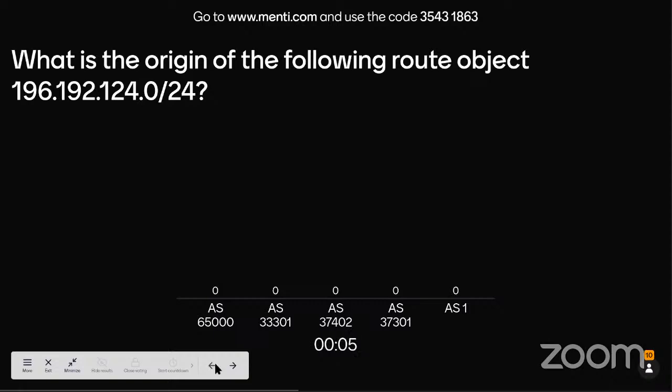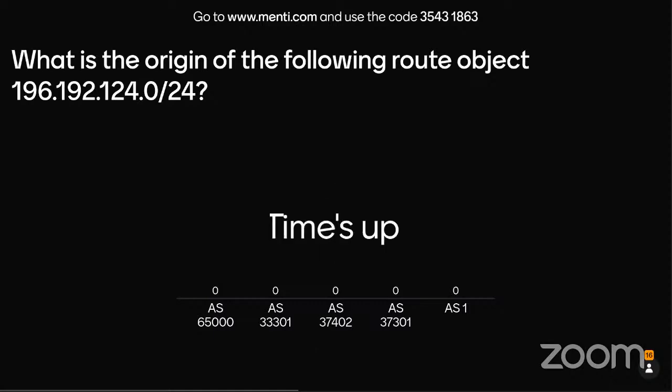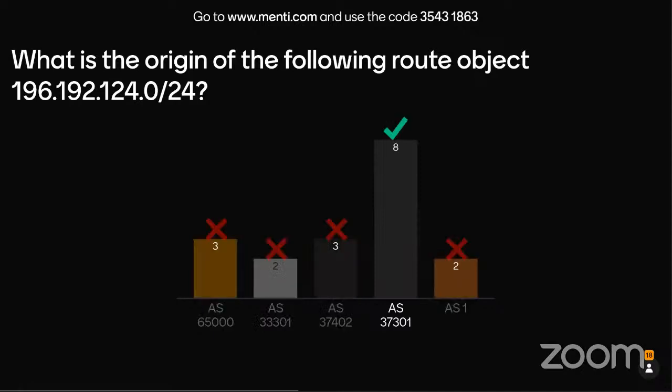Five more seconds, 5 seconds left. Only 16 people. Oh, fantastic. Okay. So yes, if you query in the Whois database for that particular prefix 192.192.0/24, you will see that the origin attribute has a value of AS37301. Okay.